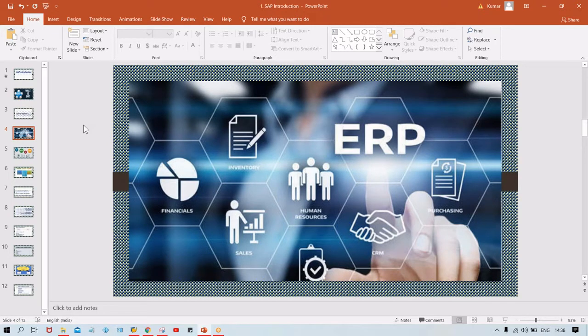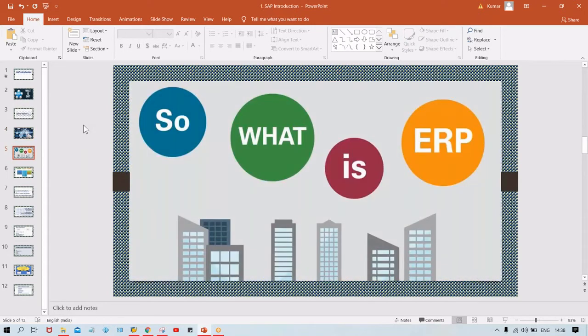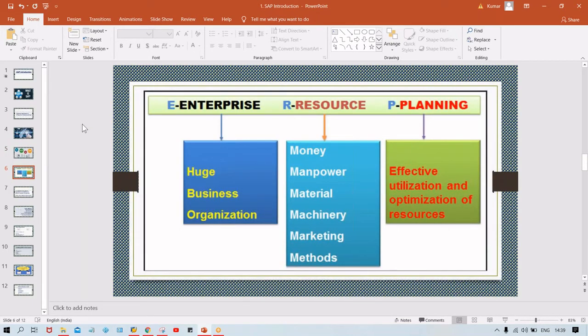But again, there is a problem. Now the next question which comes in your mind is, so what is ERP then? Because if you don't know ERP, it means again you are not able to understand this SAP. So now what is this ERP, guys? The answer to this question is hidden in the full form of ERP itself. So let me decode it here. Look at here, ERP stands for Enterprise Resource Planning.